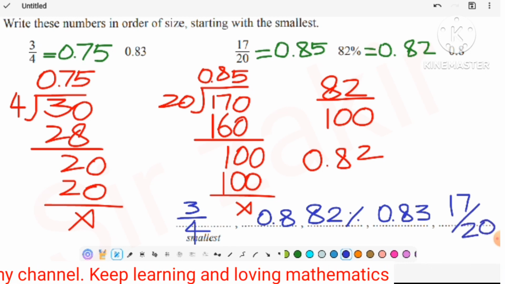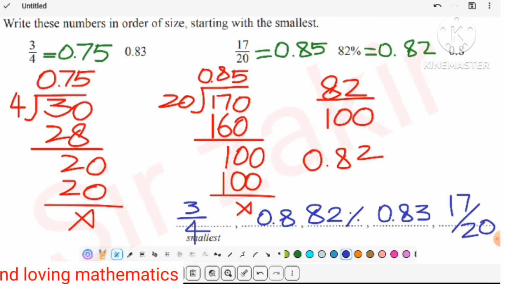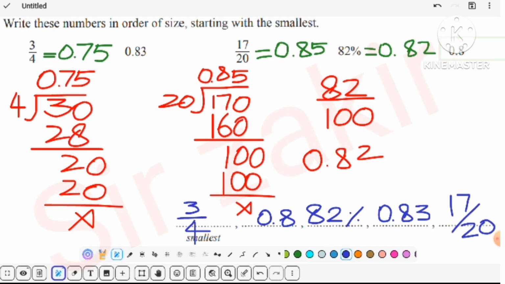So we can see it again. 3 by 4, which means 0.75, is smallest. Greater than that is 0.8. 0.8 can also be written as 0.80. Then we see 0.82 is greater than that. 0.82 means 82%. Then greater than that is 0.83. Greater than that, our greatest of them all is 0.85, which is 17 by 20. So this is the order of these fractions.